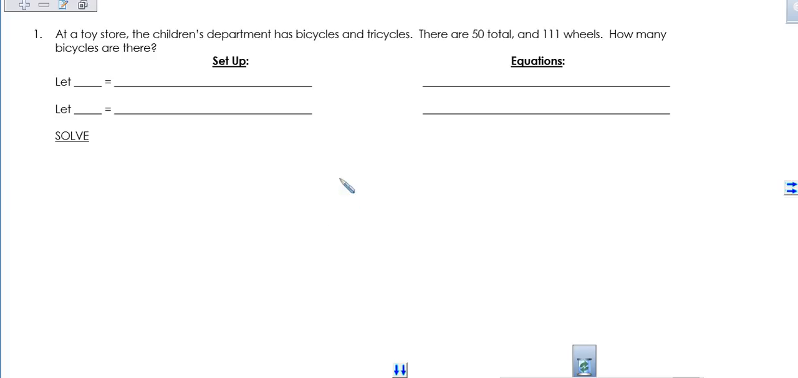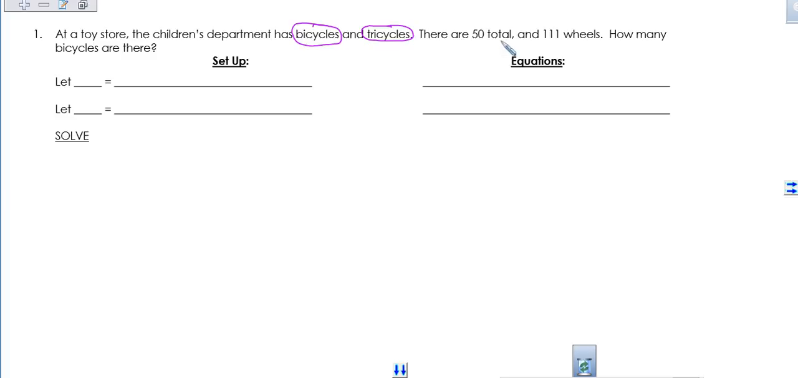Okay? So we look here and we've got Children's Department Store has bicycles and tricycles. Okay? They sell 50 total and they have 111 wheels. How many bicycles are there? Okay, so here we see two things and they kind of indirectly talk about them two times. It says that there are 50 total.